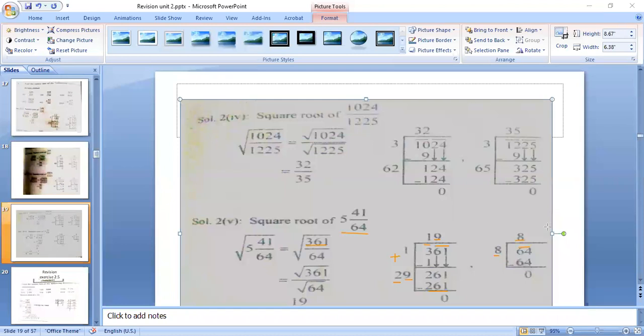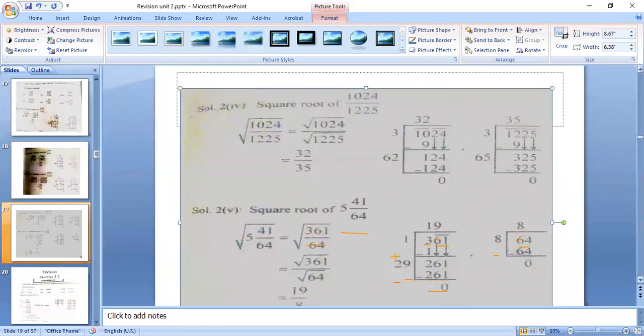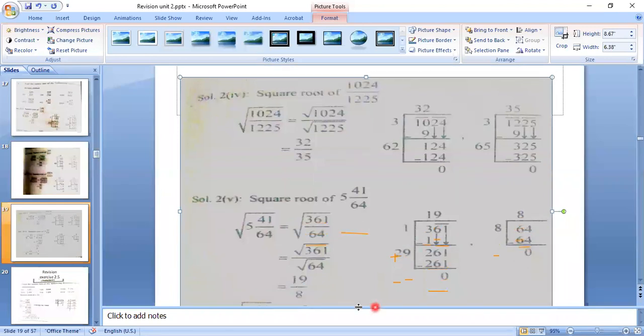So in this way we get the answer. Our final answer is 19 by 8. This is the answer we obtained. So you see, we can easily find out the square root by using the division method and prime factorization method. Yes, any question?